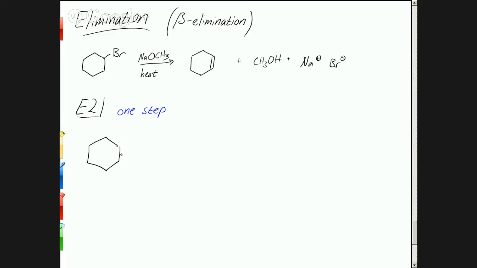So let's draw this molecule again, but I'm also going to draw these hydrogens out. Now we know they're there, we just didn't draw them before. But they actually are important in this reaction, so we draw them out here. The nucleophile, methoxide, in the elimination reaction, attacks one of the hydrogens that is next to the carbon that the leaving group is on. And that's where this name beta elimination comes from.